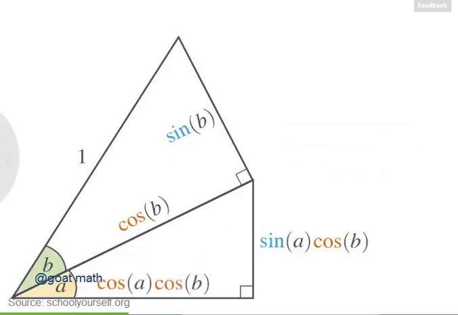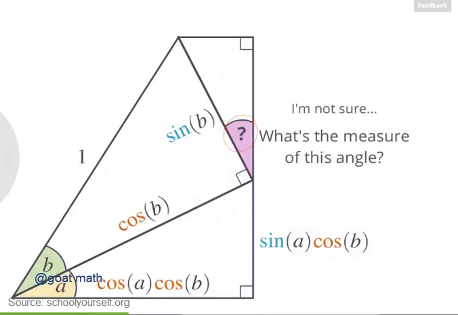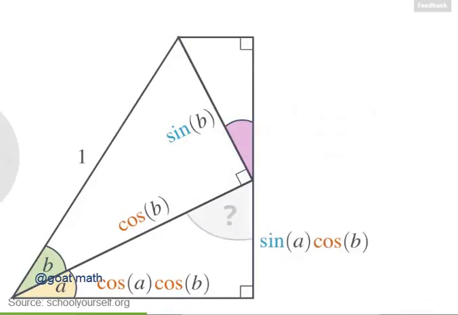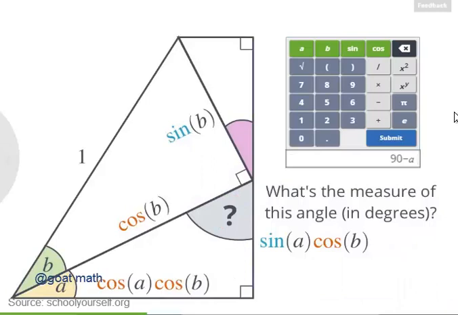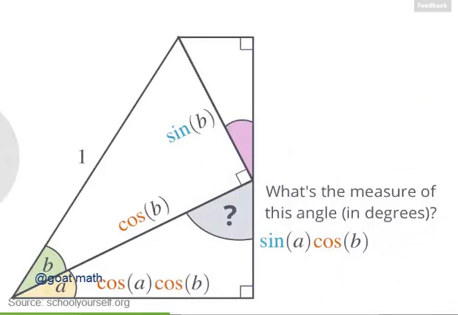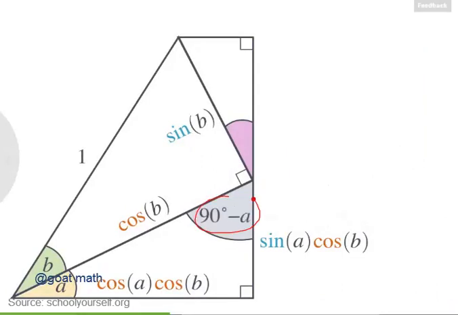Just a few more geometry questions and then we'll have our identities. Let's draw another right triangle up here. What's the measure of this angle in terms of A or B? Okay, let's figure it out. Let's first look at this angle down here. What's the measure of this angle in terms of A and B? Precisely, this angle has measure 90 degrees minus A.